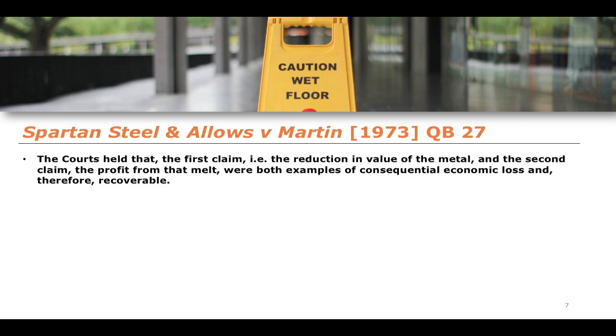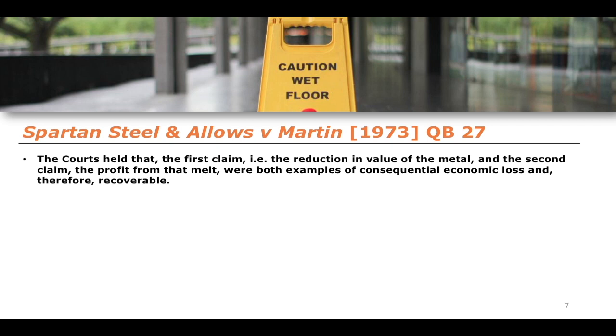Well, the courts held that the first claim, i.e. the reduction in the value of the metal, as well as the second claim, the profits from that single melt, were both examples of consequential economic loss, and so as a result some damages can be claimed on those bases.